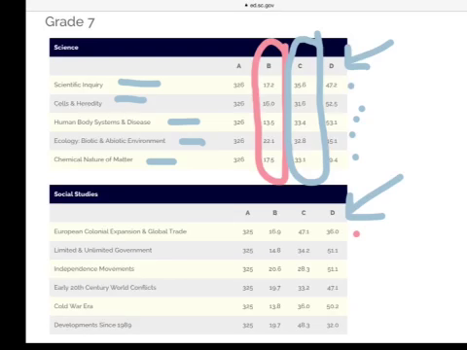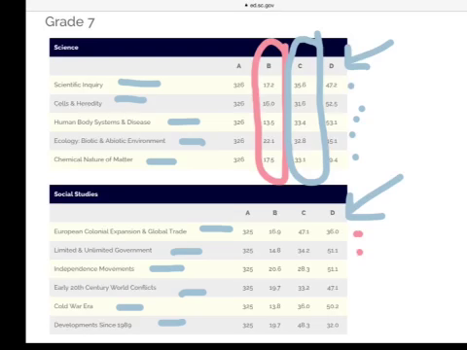As we move on to social studies in column D, we'll notice that approximately 36% of our students did a great job in the first identified area, and that area is European colonial expansion. The other areas are limited and unlimited government, independence movements, early 20th century world conflicts, the Cold War era, and development since 1989. So about 36% of our students did well with the first standard or strand.